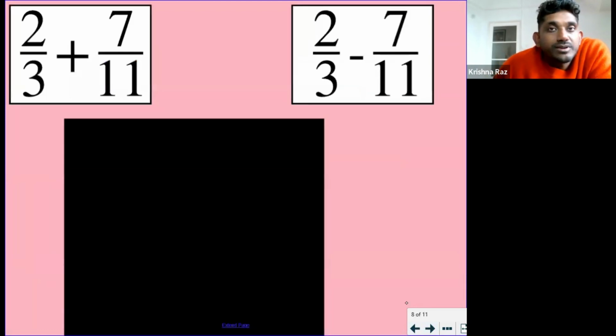So they're pretty much the same thing. I'm going to do two examples back to back with the same numbers.